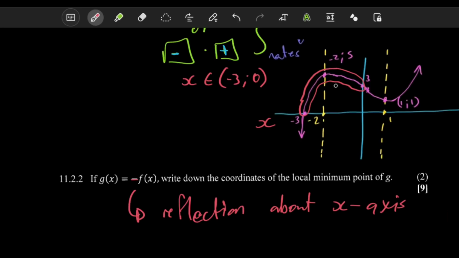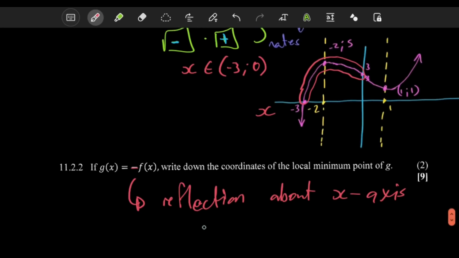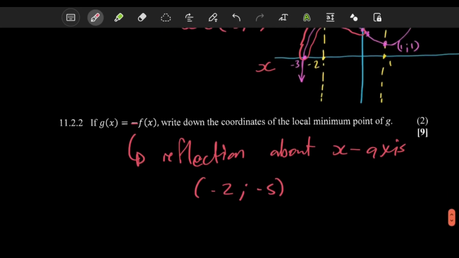If you flip it over, the x value is still just going to be -2, but the y value is 5 here. So when it's reflected down there, it's going to be -5 instead. So that's why this is just a 2-mark question. This is the kind of question that needs you to know your basics. So let us move on.